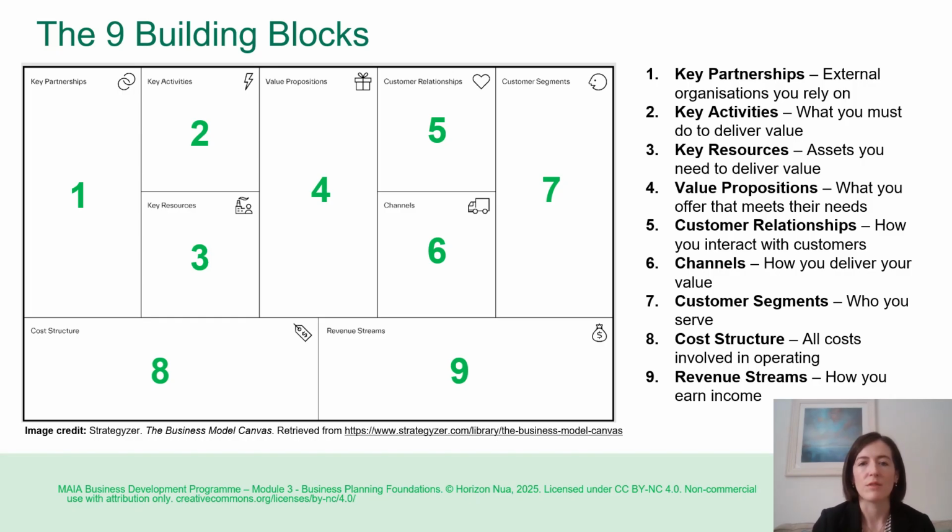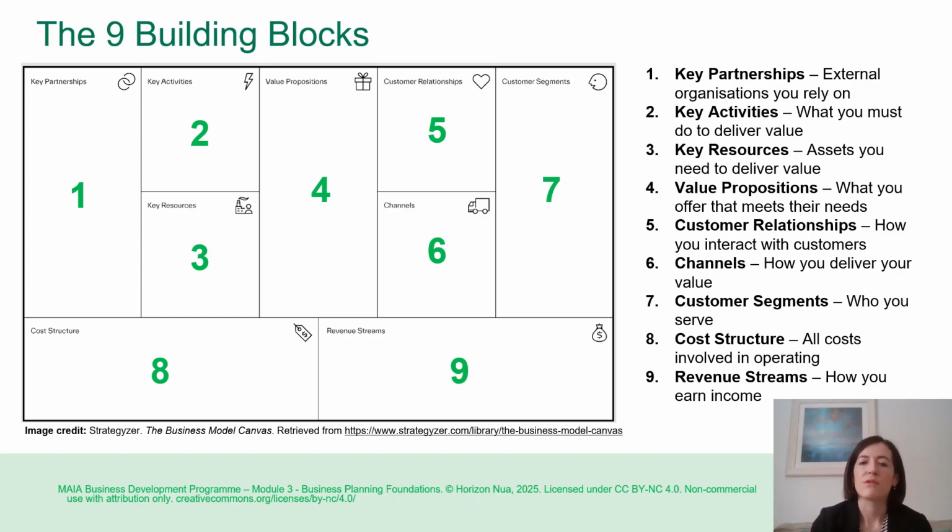The Business Model Canvas, and by extension the Lean Canvas, is built around 9 interconnected building blocks. Each one represents a critical part of how your business creates, delivers, and captures value. We start with key partnerships, the organizations and stakeholders you depend on. Key activities are the core things you must do to deliver your value proposition, and key resources are the assets, whether physical, financial, human, or intellectual, that make those activities possible.